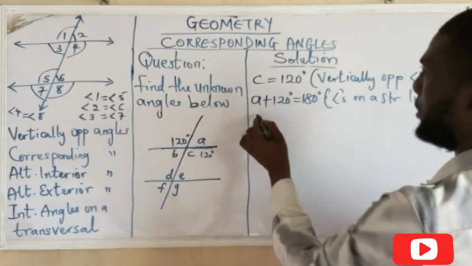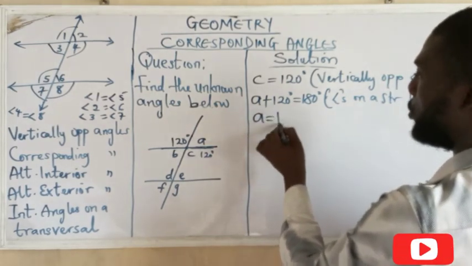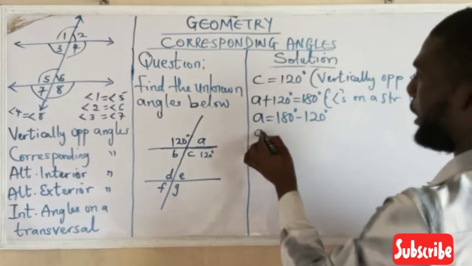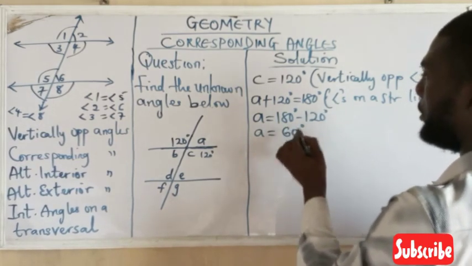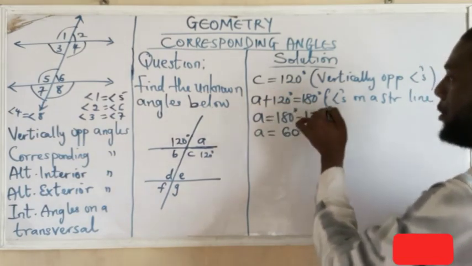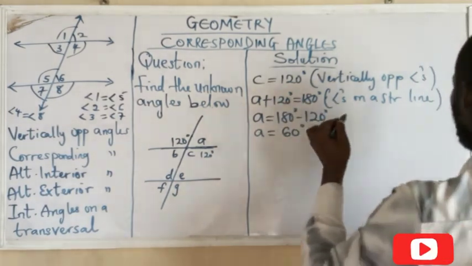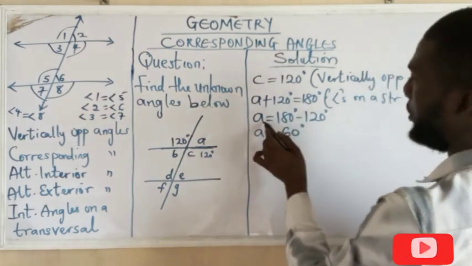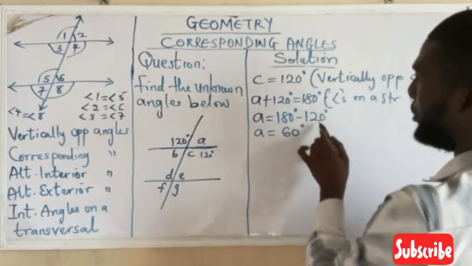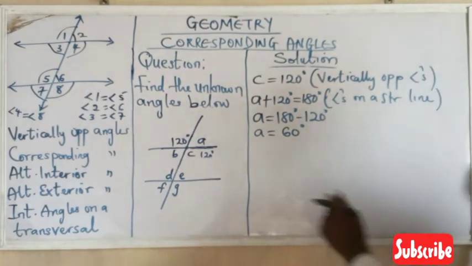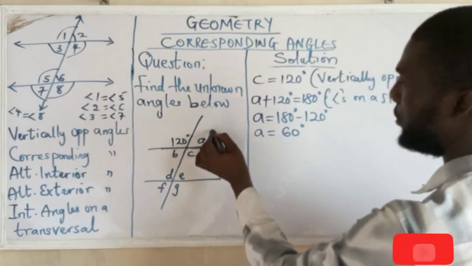So I would say A equals 180 degrees minus 120 degrees. So my A equals 60 degrees. Let's not forget that this is carrying a positive 120. Once it passes through the equality sign, it changes to negative. So this is A equals 180 minus 120, and my A is 60 degrees.